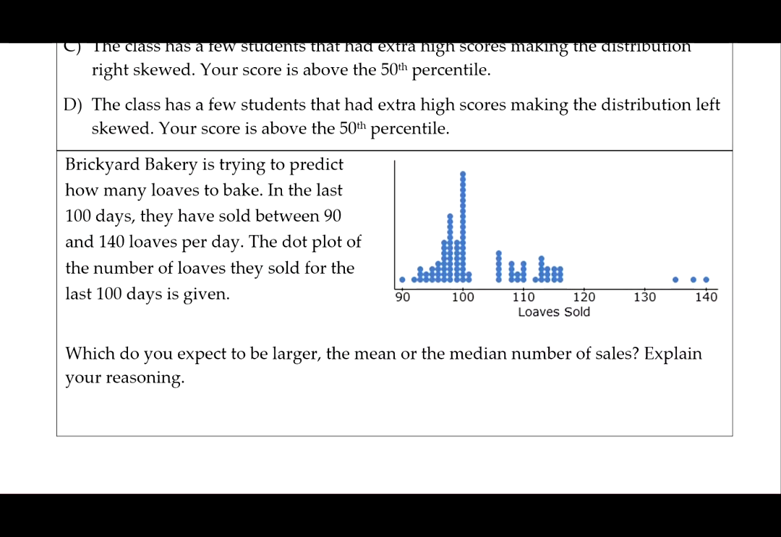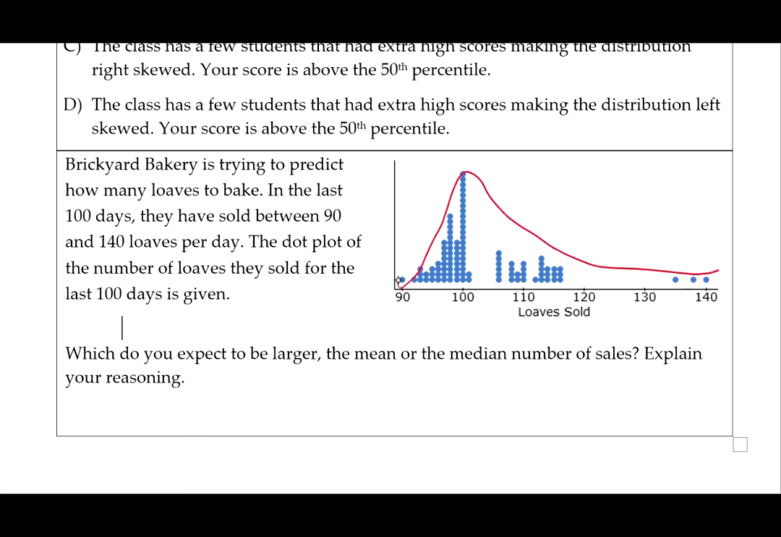Brickyard Bakery is trying to predict how many loaves to bake. In the last 100 days, they have sold between 90 and 140 loaves per day. The dot plot of the number of loaves they sold for the last 100 days is given. Which do you expect to be larger, the mean or the median number of sales? Explain your reasoning.